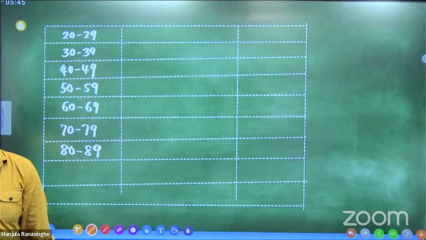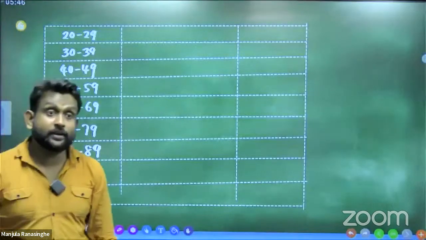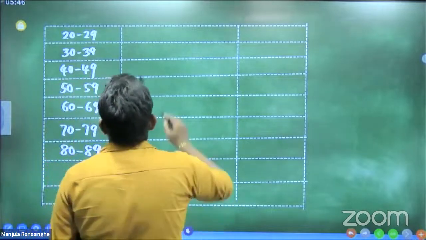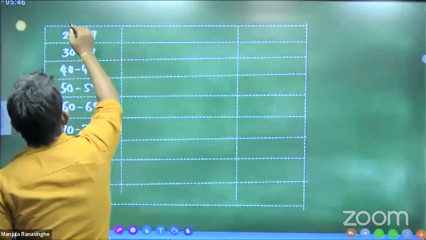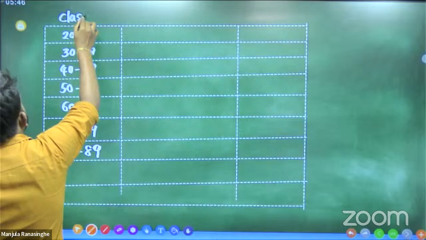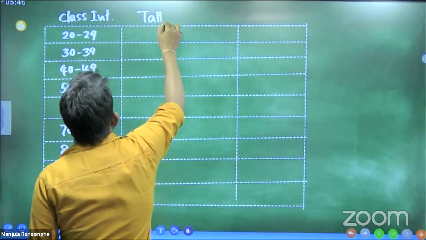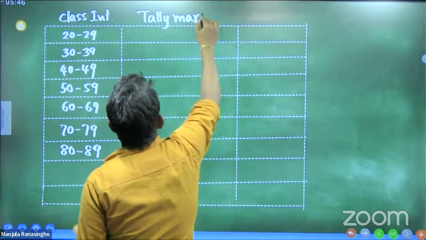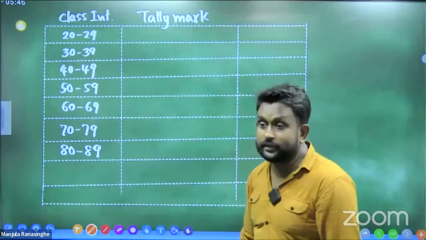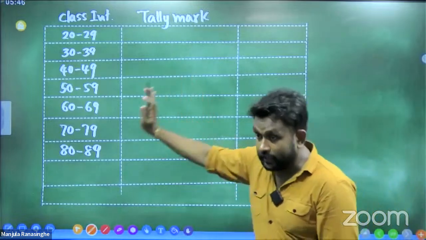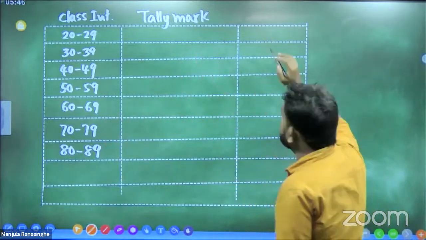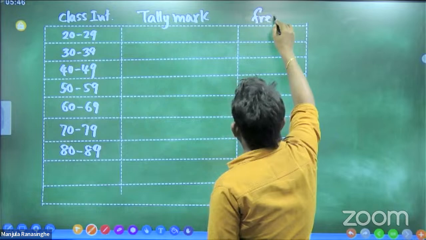Now I am not going to put the tally marks yet. Those who have made it, tell me: right here the tally mark, here the class interval. Why do we apply the tally mark? For counting purposes only, but in the exam we require just the class interval and the frequency only. So this is the frequency, right?